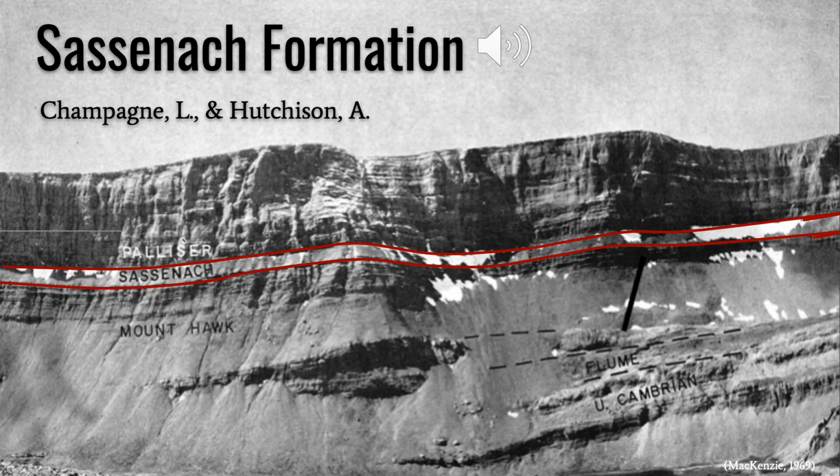Hi everyone. So for the Precambrian Paleozoic project presentation, Leo and I will be covering the Sassenach Formation. As seen here in the title page, we outlined it in red. This image was taken from Mackenzie 1969's paper and was taken near the headwaters of Cardinal River. But we hope you enjoy our presentation.